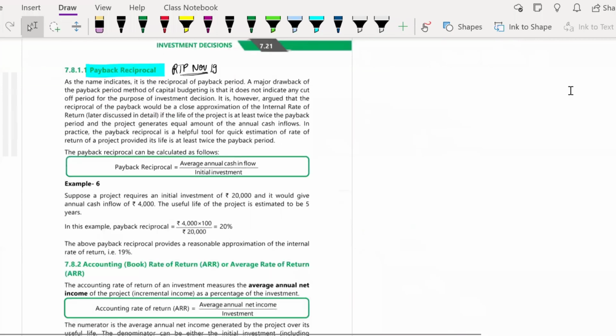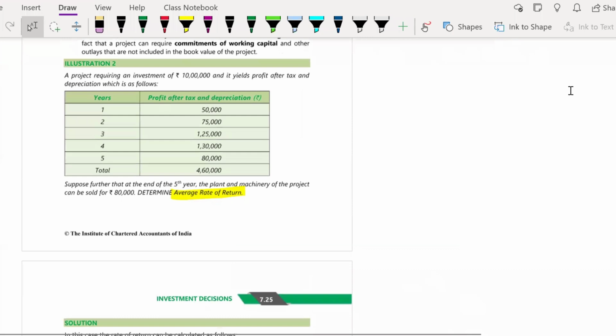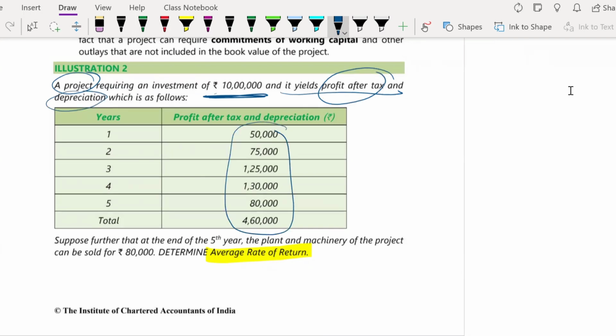Let's move on to illustration number 2. Where is illustration number 2? One minute. Yes. So illustration number 2. Here they are telling that you have a project and you require an investment of 10 lakh rupees. That means your cash outflow will be 10 lakh rupees. It requires an investment of 10 lakh rupees, and it yields profit after tax and depreciation, which is as follows. It is given here. Here 1, 2, 3, 4, 5, and the total of these 5 years is given here.